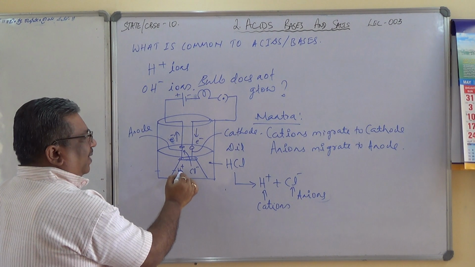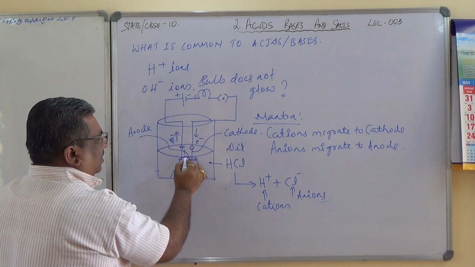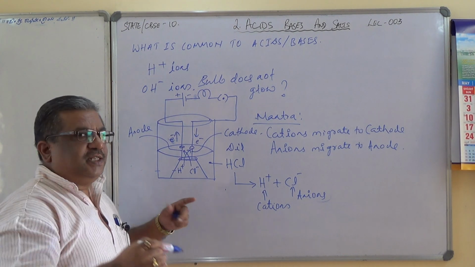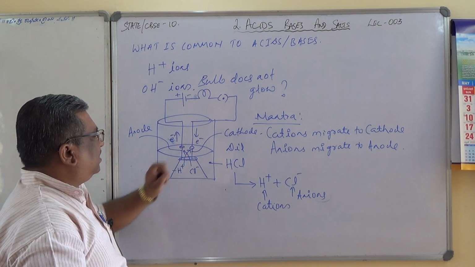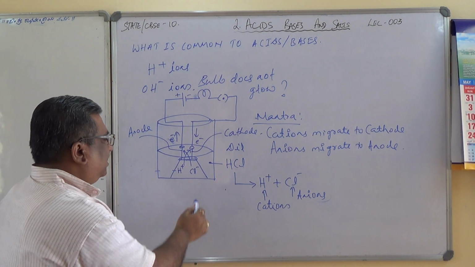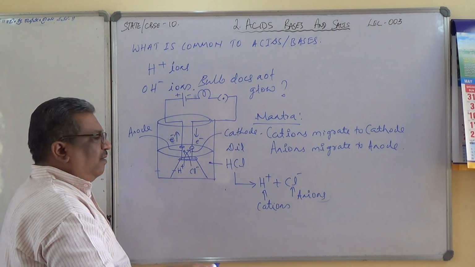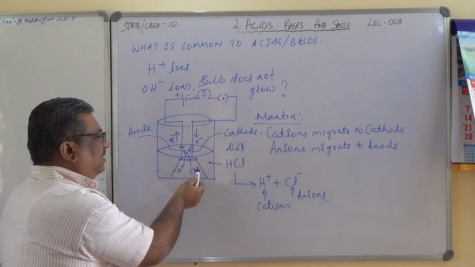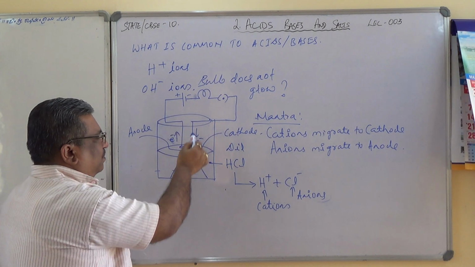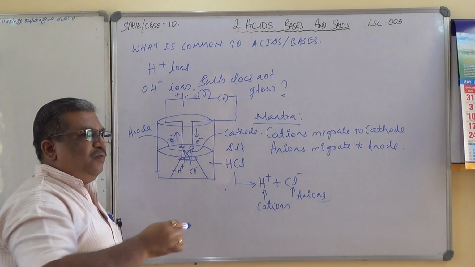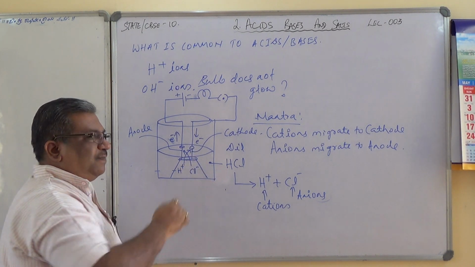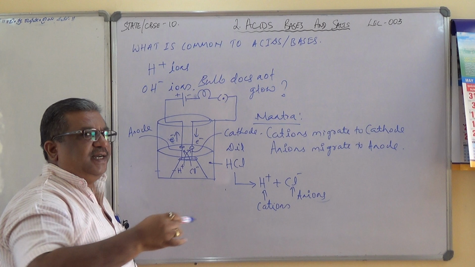Now cations migrate to cathode. This is the cathode, and the hydrogen migrates towards it. As hydrogen is an electron deficient species, it is seeking an electron. It migrates towards the cathode, picks up the electron and becomes a neutral atom. Similarly, chloride being an anion migrates towards the anode and releases its excess electron, and becomes a neutral atom. The electron moves like this and comes back at the cathode, where hydrogen will be eagerly looking for an electron. So H plus moves towards the cathode and accepts an electron, and thereby this process continues.